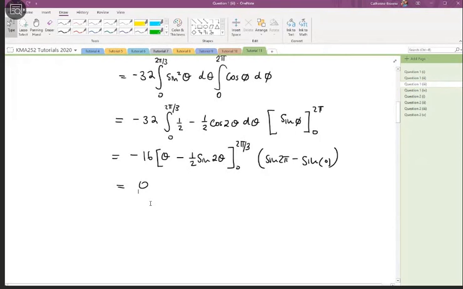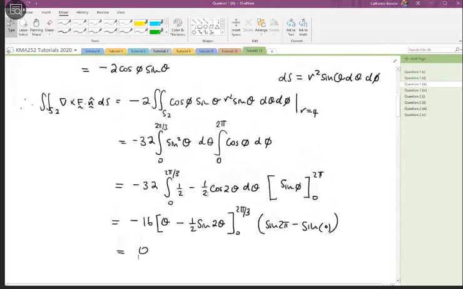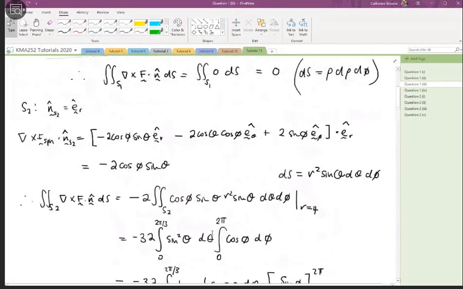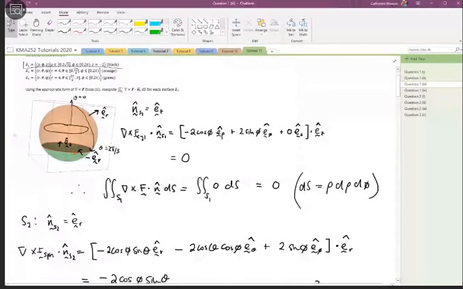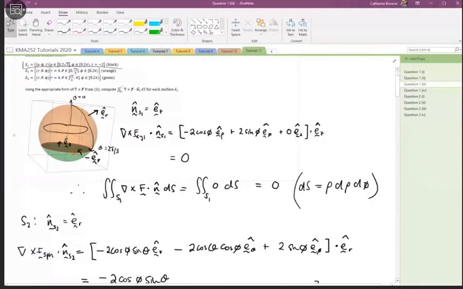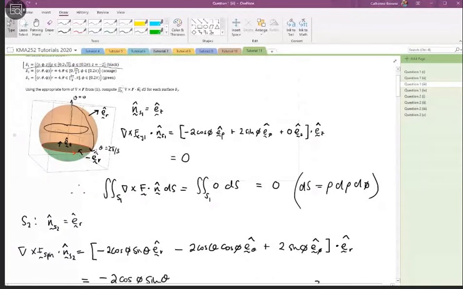And if you did it for surface 3 as well, you're going to get 0 as well, because even though they're different surfaces, it's the same, they're sort of bound by this same path here.